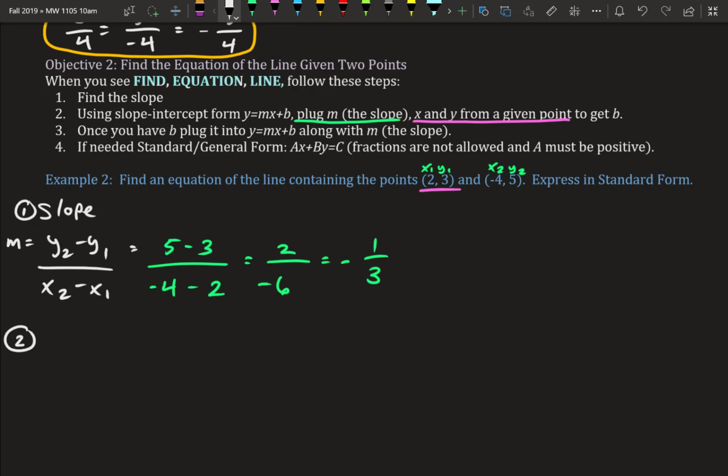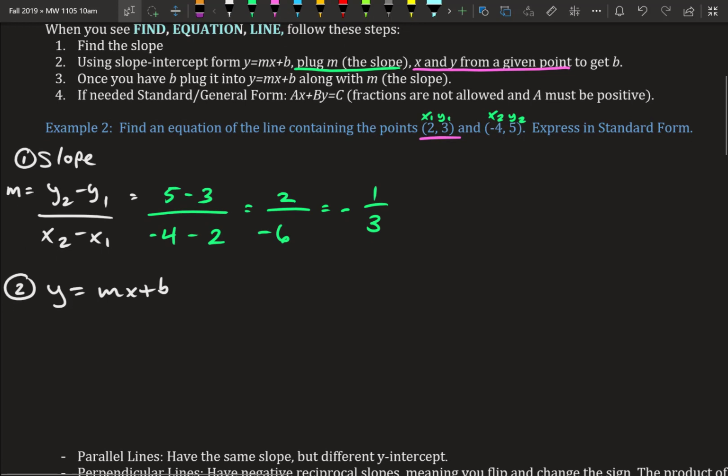I'm going to start off by using the equation y equals mx plus b. That's what we associate with lines. If I ask you what's the equation of a line, or if you ever think about lines, you think about y equals mx plus b, which is slope-intercept form. The point we're going to use is 2, 3. You could pick -4, 5 if you want to use that one, but I don't want to because it's negative. So that's my x and y, and our m is -1/3.